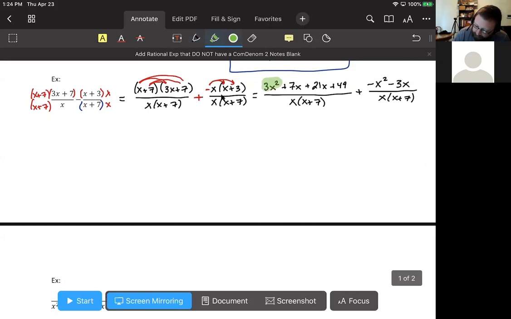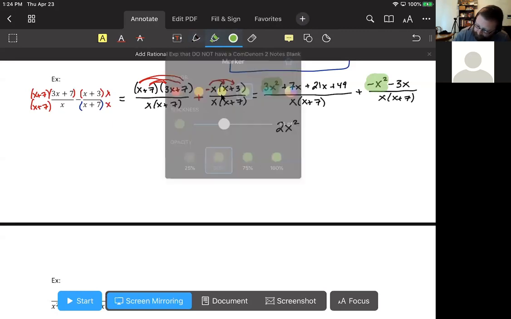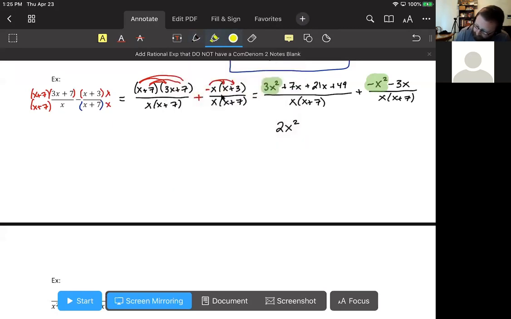Combine like terms, so we have 3x squared plus negative x squared, which would be 2x squared. We have 7x plus 21x minus 3x, which would be 28 minus 3, or 25x, plus 49 over x times x plus 7.